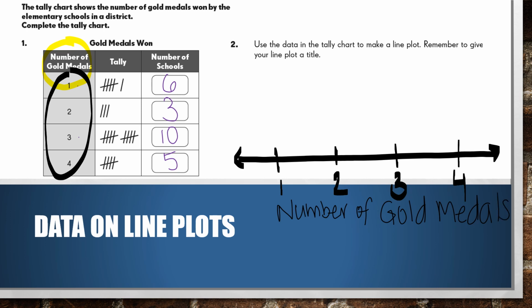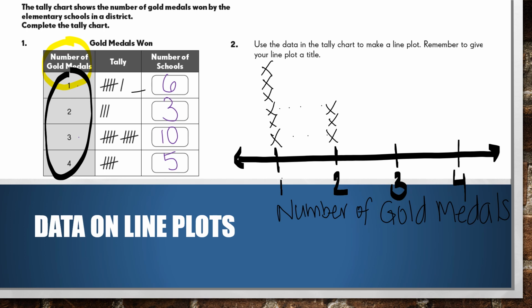So now I'm going to use X's to represent. So remember that we looked up here and there were 6 schools that won 1 gold medal. So here's my 1 gold medal, and I need 6 X's. 1, 2, 3, 4, 5, 6. All right, 2 gold medals, 3 schools. So I want to make sure that I'm lining them up with these over here. You see, so I want to space them evenly. 2, 3.